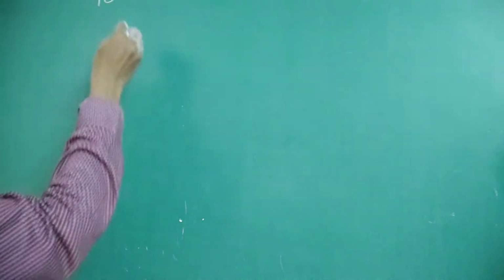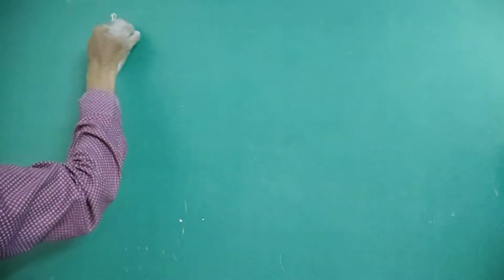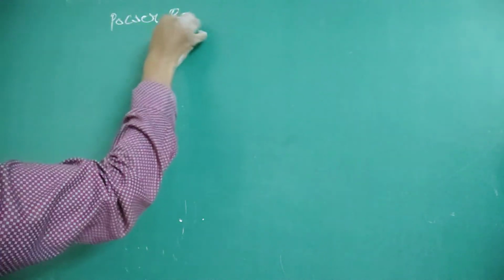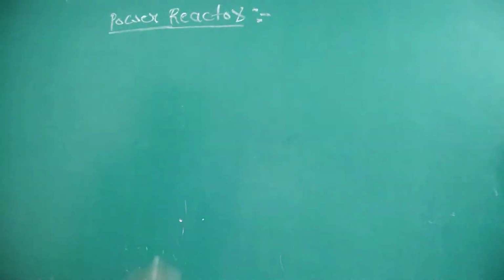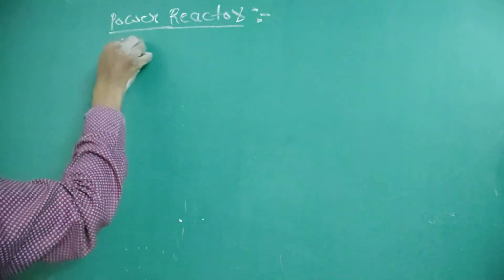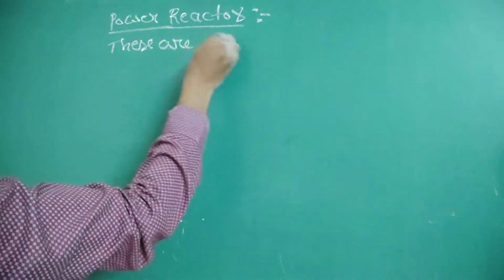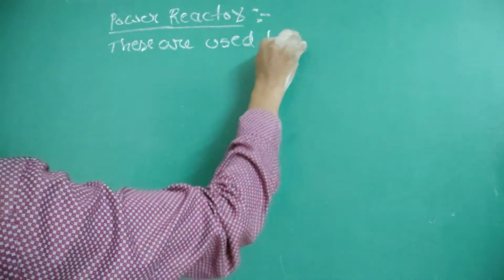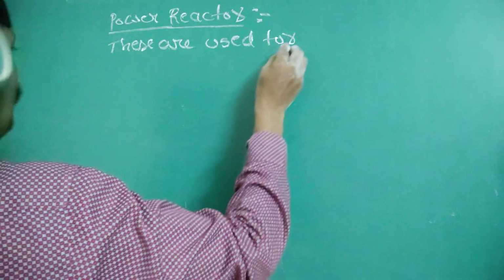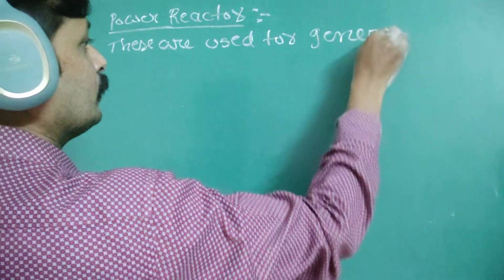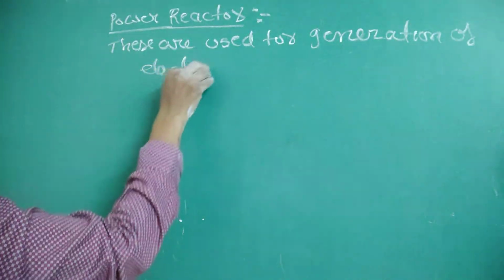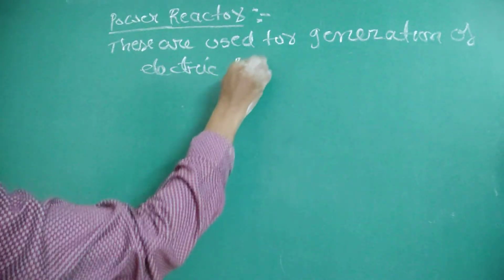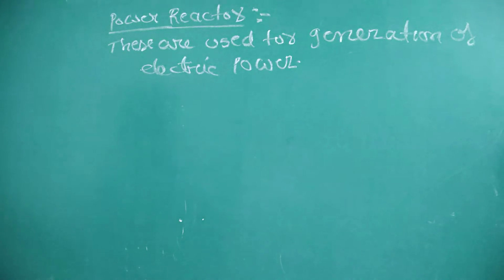Next one is the power reactor. These are used for generation of electric power.